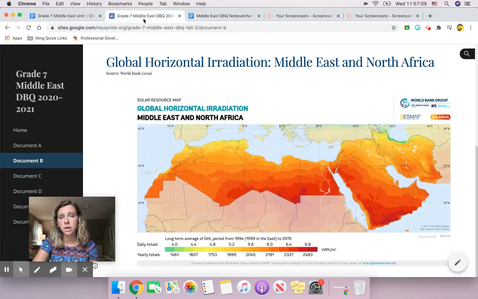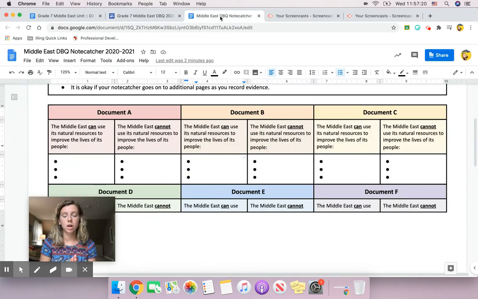So, a lot of you are going to ask, how do I use evidence from this? There's no quotes, there's no words. You're just going to explain what you see on the map. So, I'll show you what I mean. If I go back to my note catcher, I'm going to be typing on the left side because that's the side of the question I think this map supports.